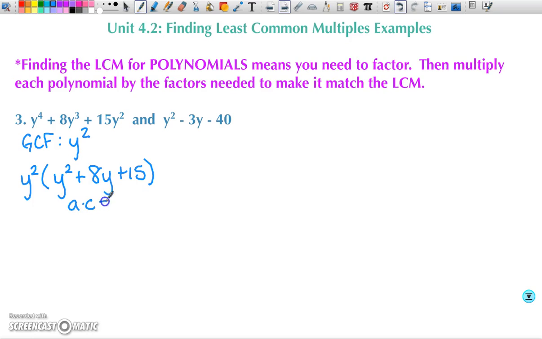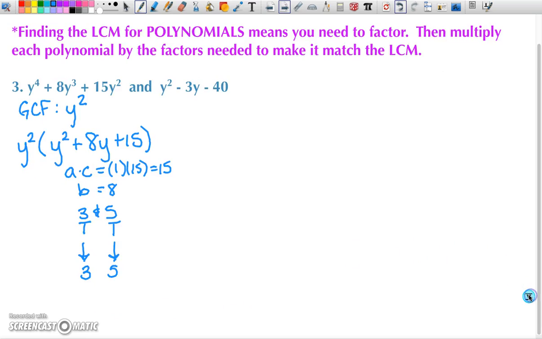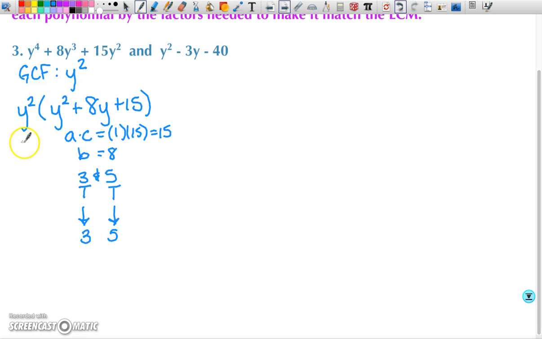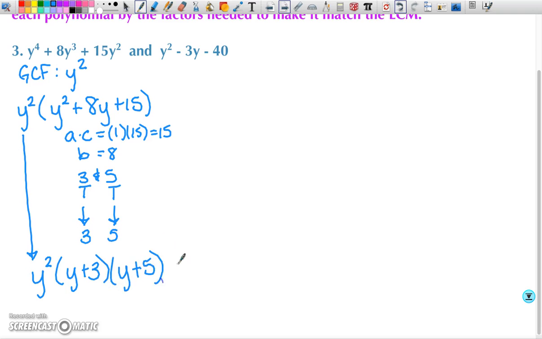Remember, do your a times c, which in this case is 1 times 15, and b is 8. So that would give us the numbers 3 and 5 because they multiply to give us 15, but add to give us the number 8. Divide by your a term, simplify, in this case just 3 and 5, and then we write out our factors. So don't forget about your y squared that you took out to begin with, and then y plus 3 and y plus 5.